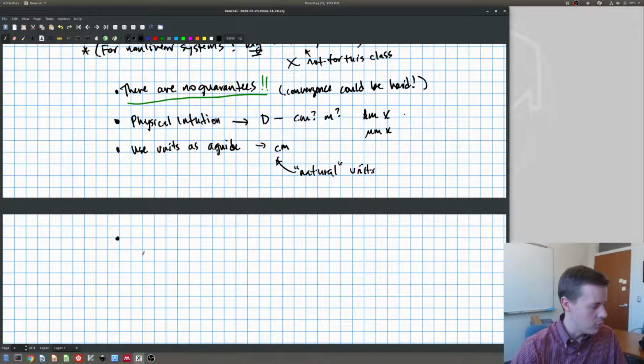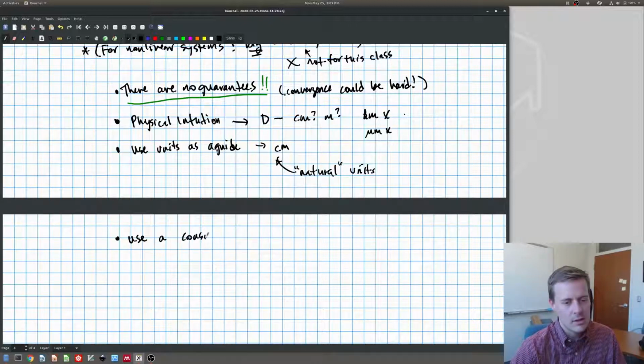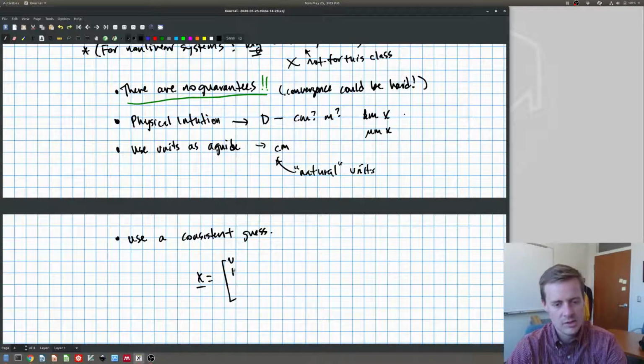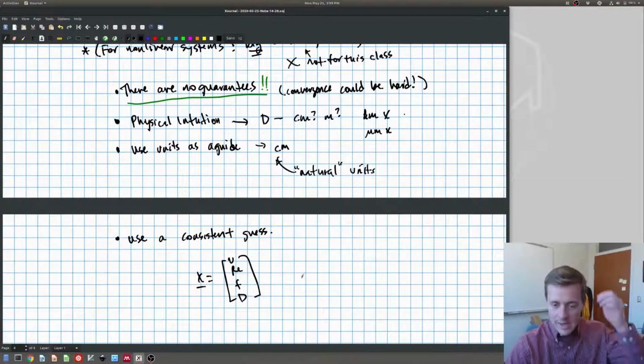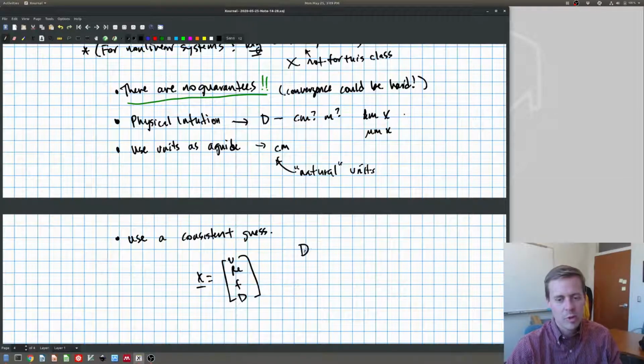Another thought for getting good guesses is use a consistent guess. For instance, in this problem we have this x vector, and I'm not remembering what order it's in, but we had something like the velocity, the Reynolds number, the friction factor, and the diameter. And you could guess a diameter. So suppose you guessed the diameter was like 5 centimeters.